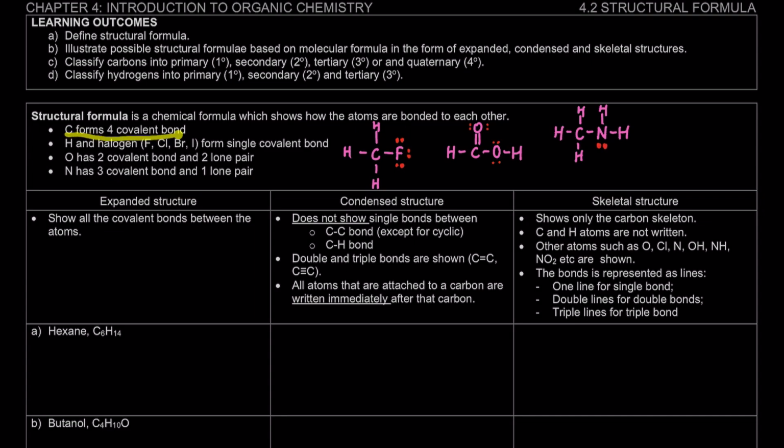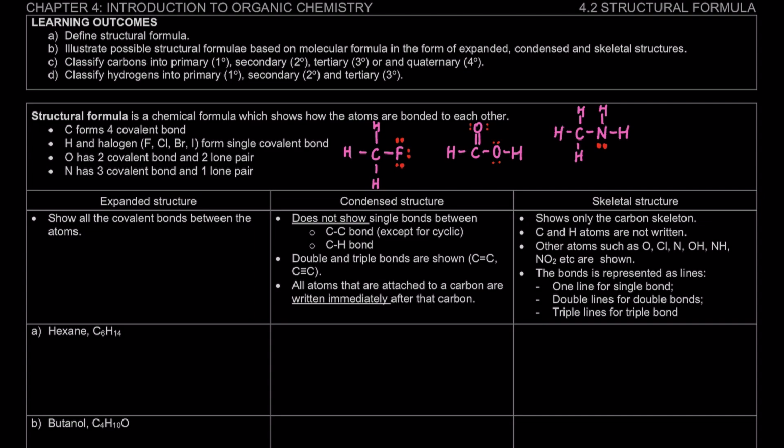Carbon will form 4 covalent bond, but this covalent bond, it could be 4 single bond, or it could be double bond and single bond as well. But for the case of oxygen and nitrogen, oxygen form 2 covalent bond and 2 lone pair for the oxygen. Nitrogen prefer to form 3 covalent bond and 1 lone pair. Again, this exception is because the atom want to achieve the lowest possible formal charge, which is 0.